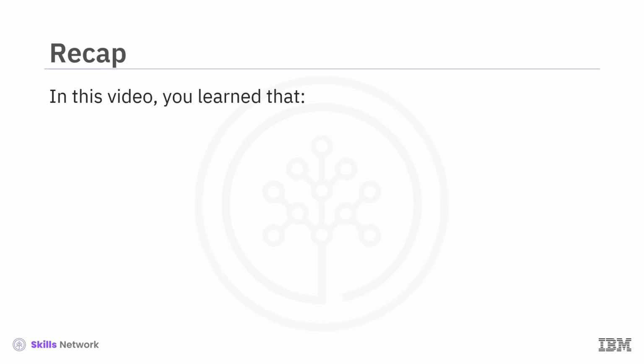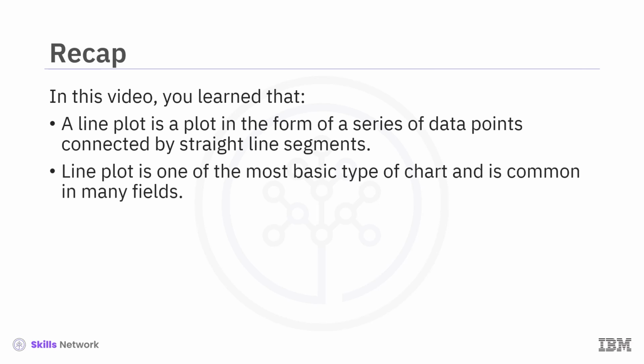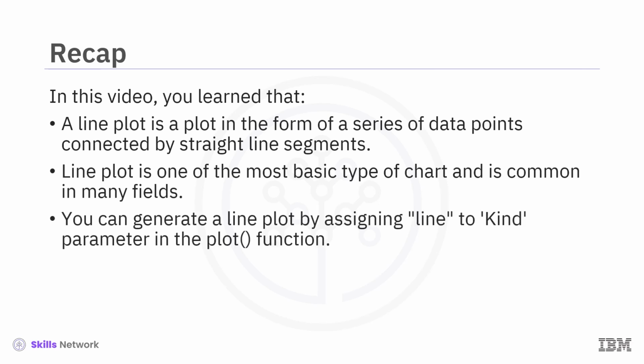In this video, you learned that a line plot is a plot in the form of a series of data points connected by straight line segments. Line plot is one of the most basic types of chart and is common in many fields. You can generate a line plot by assigning line to the kind parameter in the plot function.